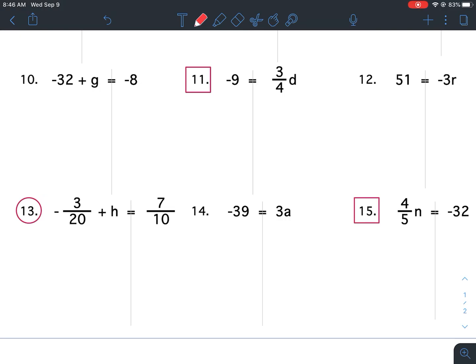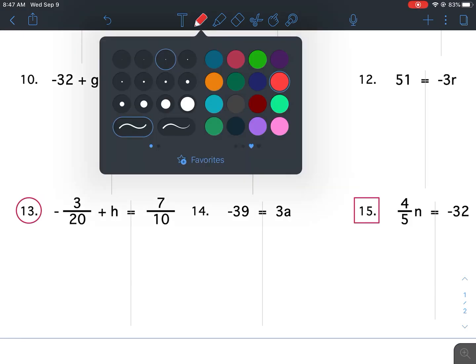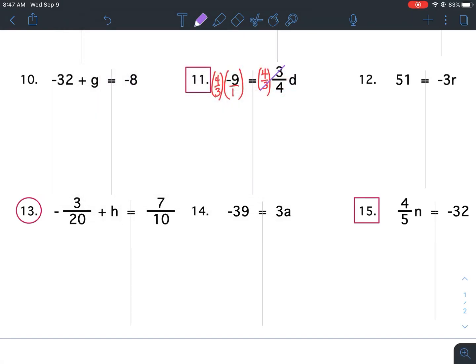For number 11, is this multiplication here? Is that 3/4 times the variable? Yes, it is. So this is one where you're going to need to use the reciprocal. So you need to multiply both sides by the reciprocal of 3/4. So multiplying both sides by 4/3. That would allow you to cancel the 3's and the 4's on this side. And you can finish that problem.